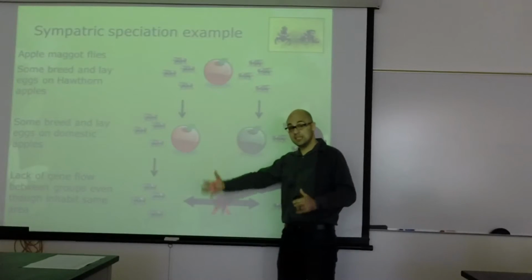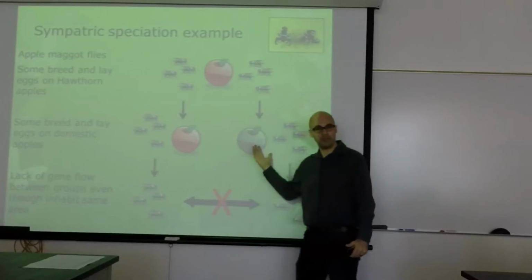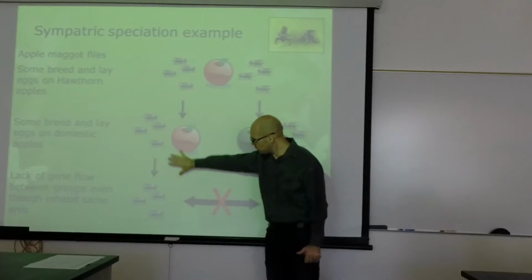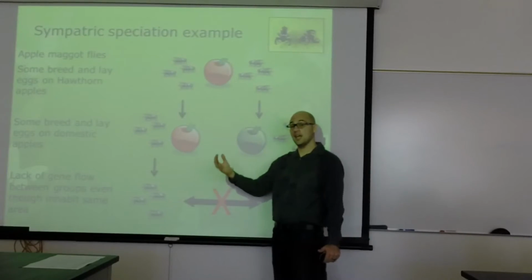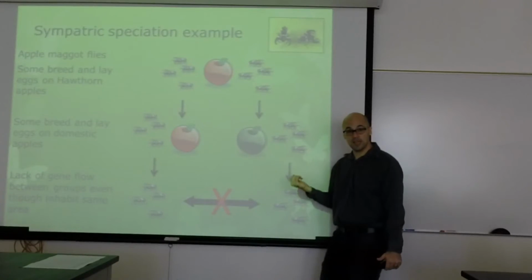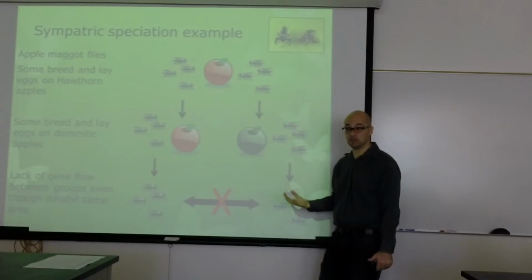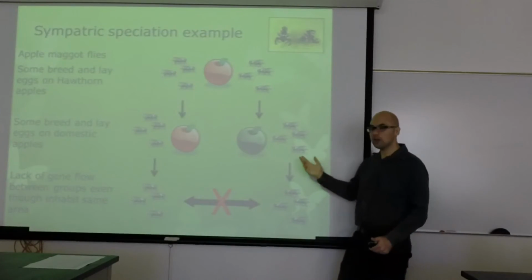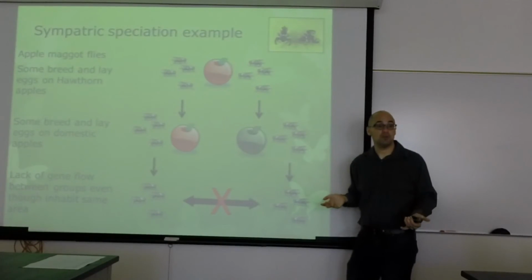Even though they all exist in the same geographic area, there's this separation of where they breed. And so what has happened is that the ones that breed and lay eggs on the domestic do not interbreed with the ones that lay and breed on the hawthorn. So what we're seeing is sympatric speciation in action, because these guys are not interbreeding, even though they live in the same geographic area, now occupying two different niches. They're occupying different apples.